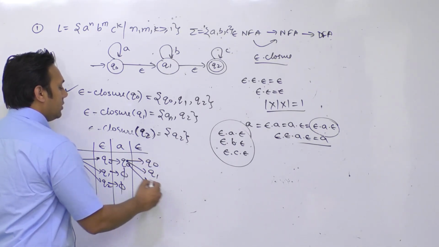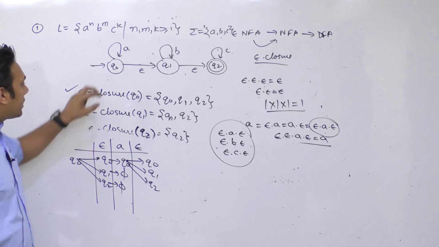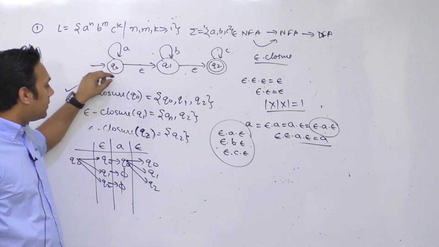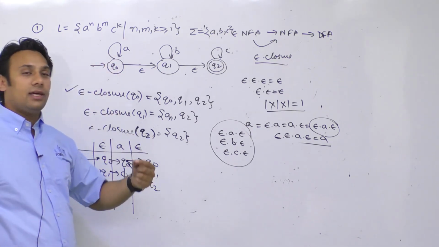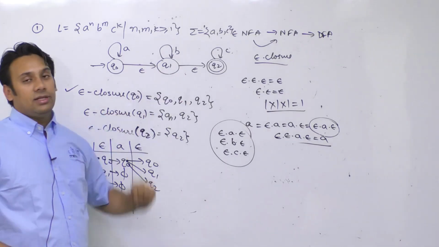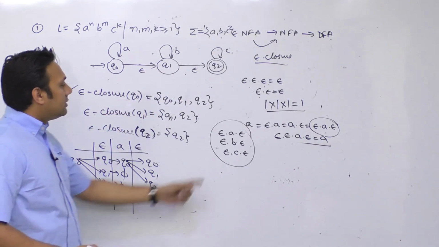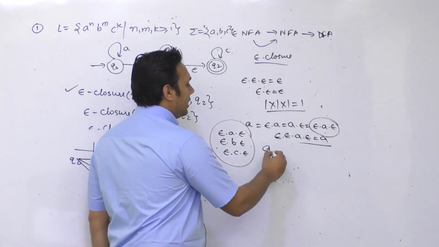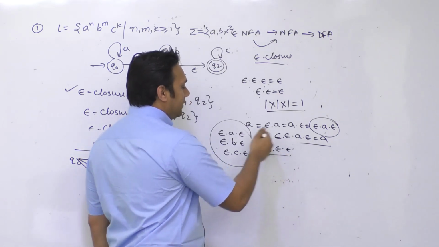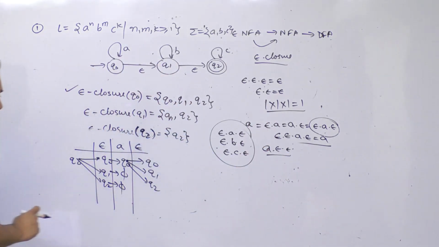What it means is that if you are at state Q0 and your input is only symbol A, then in that case you can go to all three states, because this symbol A can also be written as A dot epsilon or any way you like. So anyway, you can write it this way.